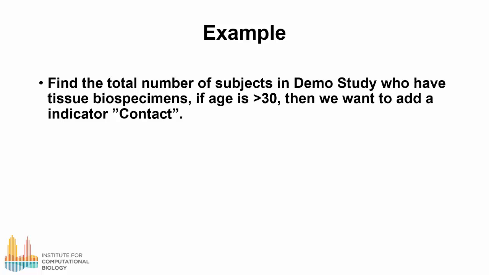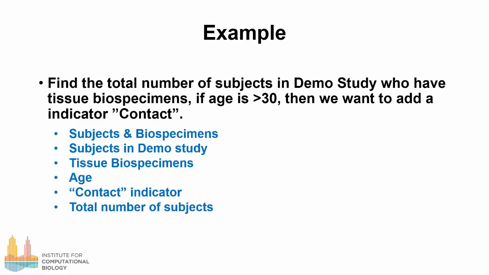Let's look at some examples using the LabMatrix Qiagram tool. In the example that follows, we want to find the total number of subjects in Demo Study who have tissue biospecimens if their age is greater than 30. Then we want to add an indicator, Contact.